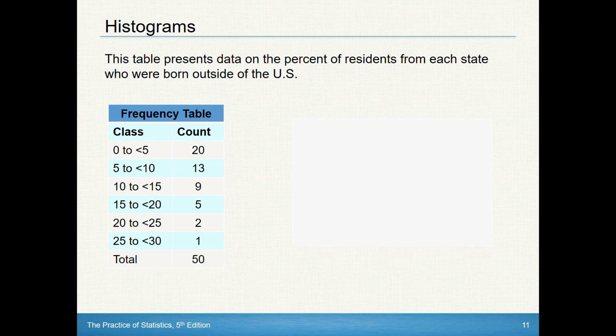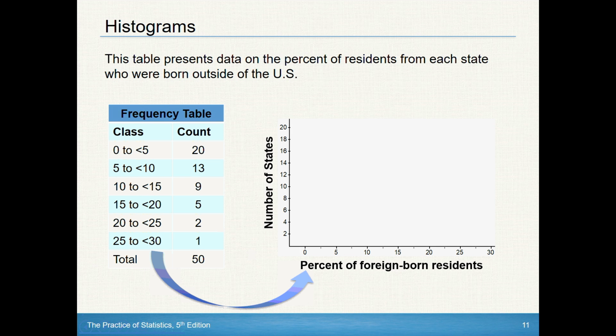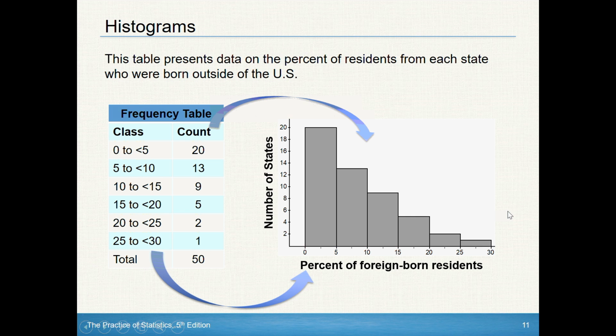If we look at this data here, the table representing the percent of residents from each state who are born outside of the U.S., we see our class from 0 to 5, 20 states are in that data range. 5 to 10 is 13, et cetera. We can then use that to make our histogram. We can set it up. Notice we have our axes labeled, percent of foreign-born residents, and number of states. So here we're using the frequency, not the relative frequency, which would be if we had the percent of each one of those. And each one has a scale there. And then we just put the bars in.